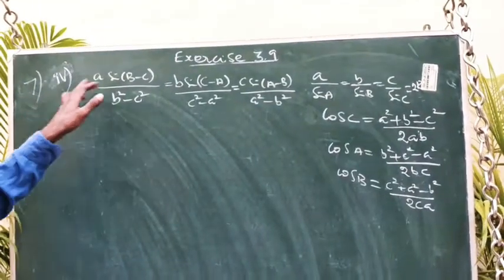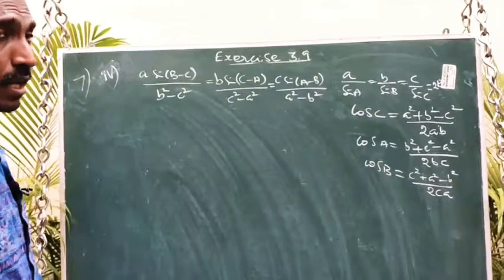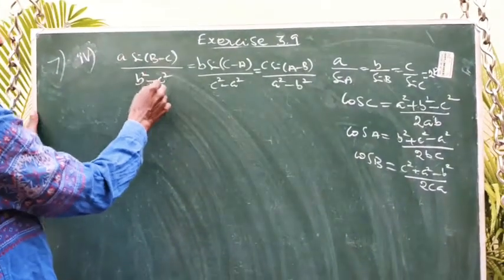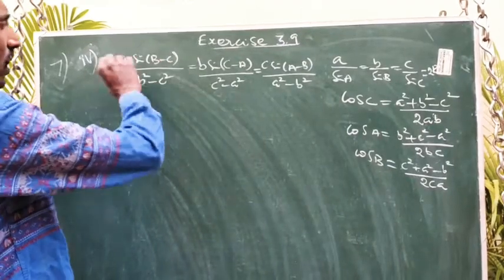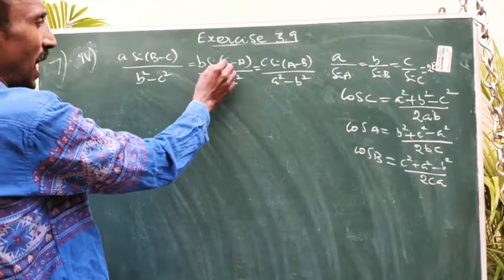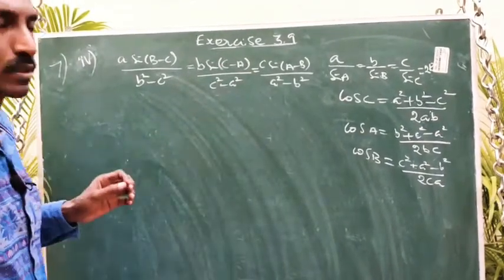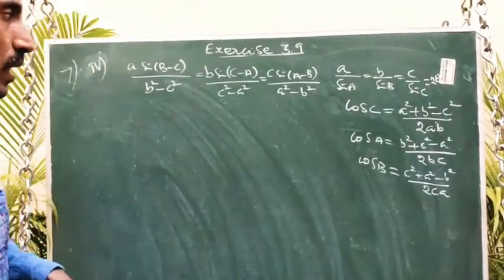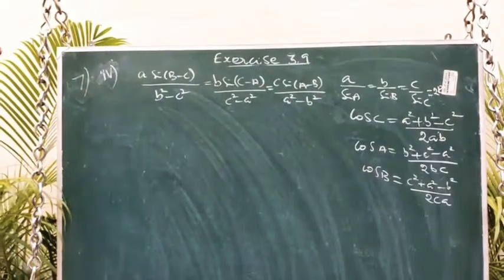Subdivision 4, question number 7, exercise 3.9. In a triangle ABC, prove that a sin(B minus C) by b square minus c square equals, again in cyclic order, b sin(C minus A) by c square minus a square equals c sin(A minus B) by a square minus b square. Our aim is to prove all the three are equal.